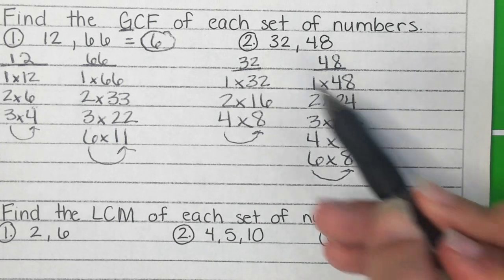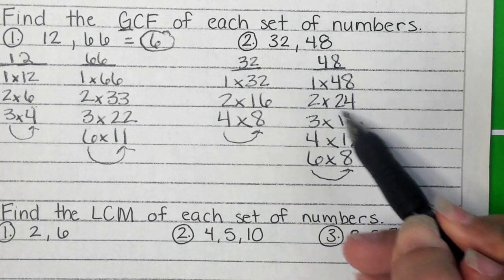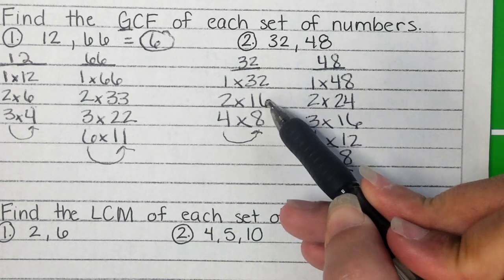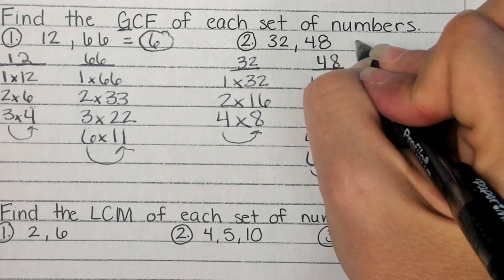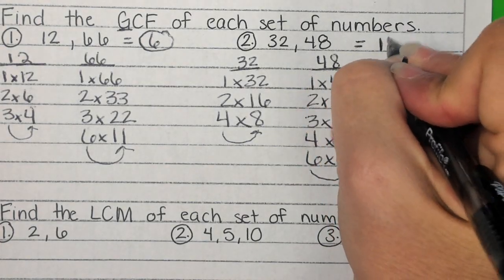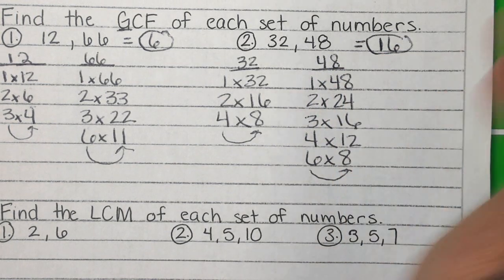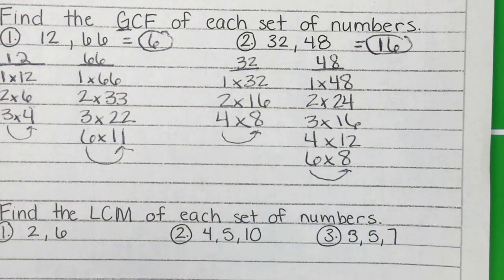Now I look for the greatest one they have in common. That one is 16. Greatest common factor for those two numbers is 16. That's why listing them helps, because you may not catch the greatest one if you don't list them all out.